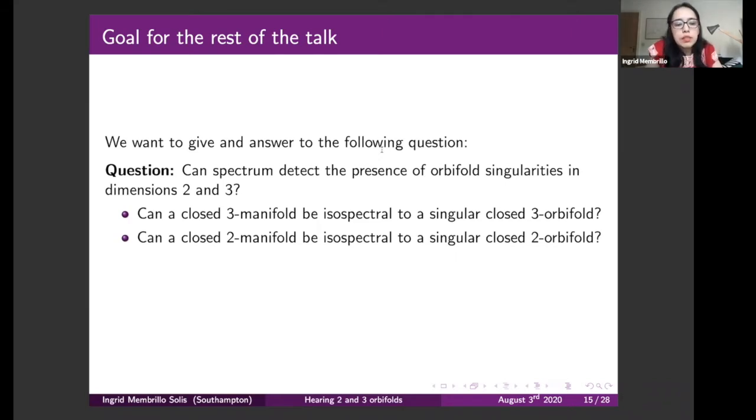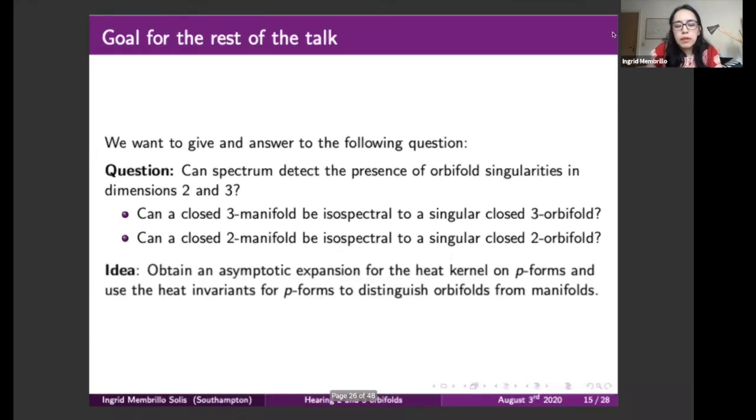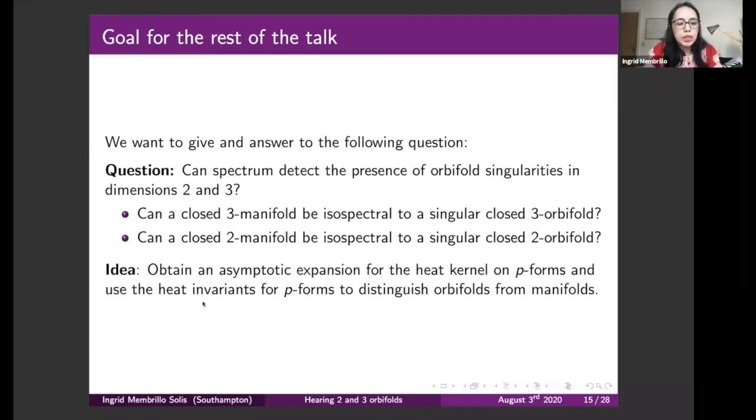That means, can a closed Riemannian 3-manifold be isospectral to a singular closed 3-orbifold? And similarly, can a closed 2-manifold be isospectral to a singular closed 2-orbifold? So the idea here is that we would like to obtain an asymptotic expansion for the heat kernel on p-forms and use the heat invariants for p-forms to distinguish orbifolds from manifolds.